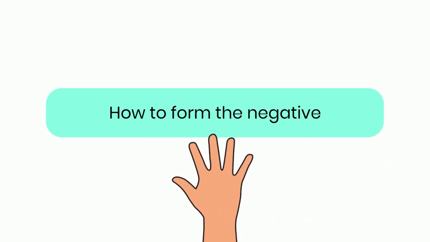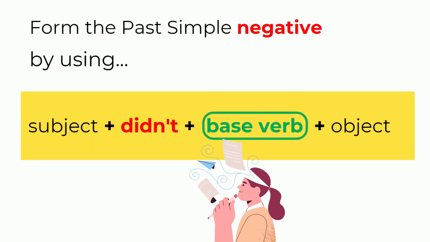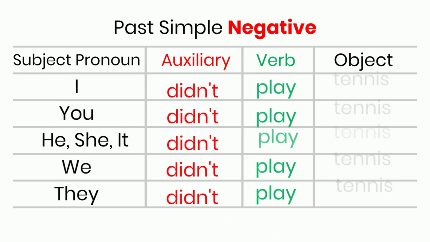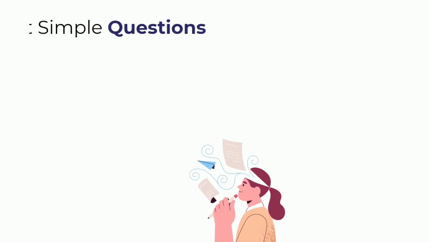How to form the negative. Form the past simple negative by using the subject, didn't, the base verb, and the object. I didn't play tennis. You didn't play tennis. He, she, it didn't play tennis. We didn't play tennis. They didn't play tennis.